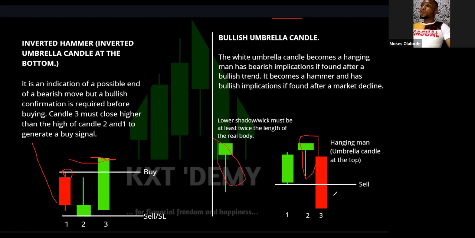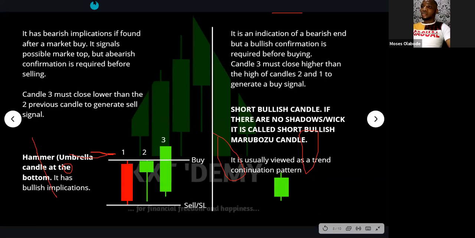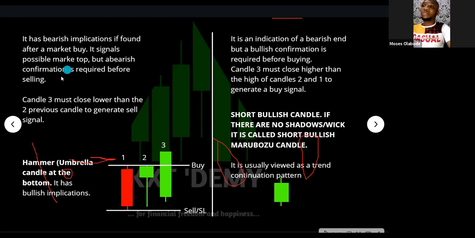So always wait for the candle to close below the lows of the previous candle. Then this is a confirmation, and then you sell the market, okay? So the next point here, it has bearish implications if found after a market buy, okay, sells. It signals possible market stop, but a bearish confirmation is required before selling. Candle 3 must close lower than the previous candles to generate a sell signal. So see it here, forming around here. This is the market's decline stage, okay?